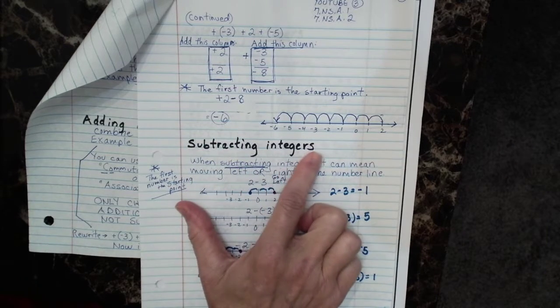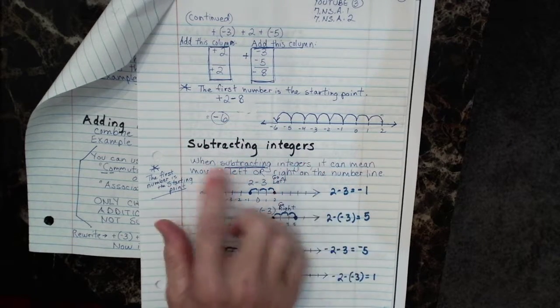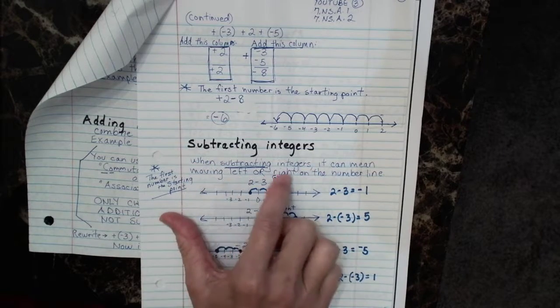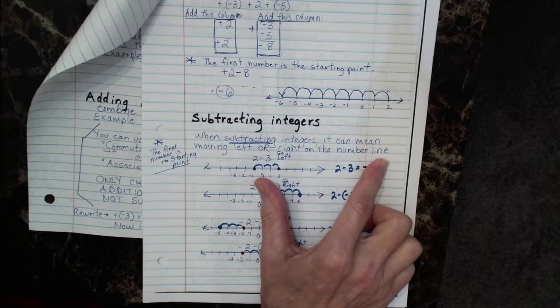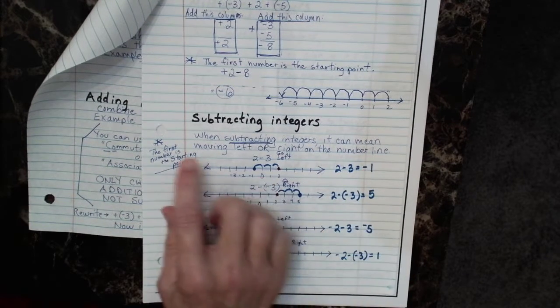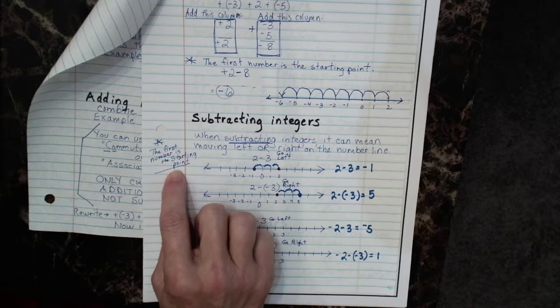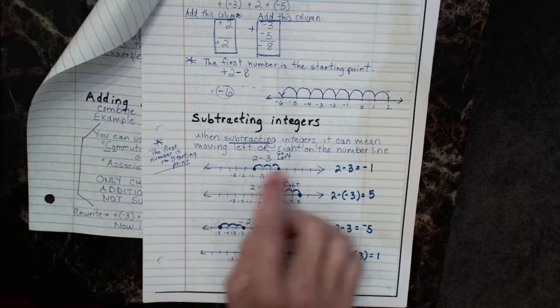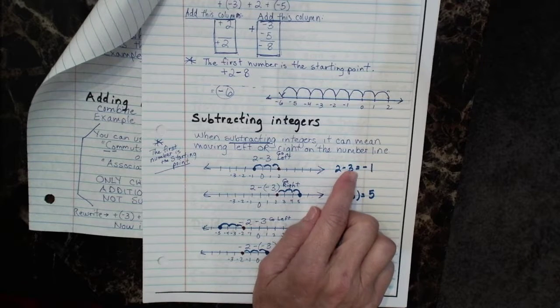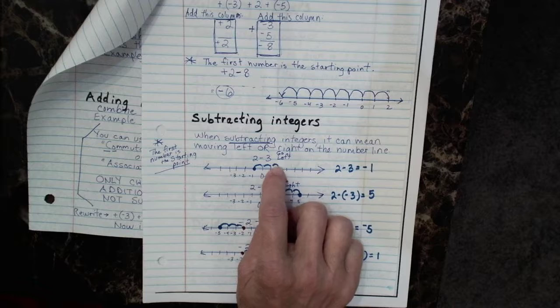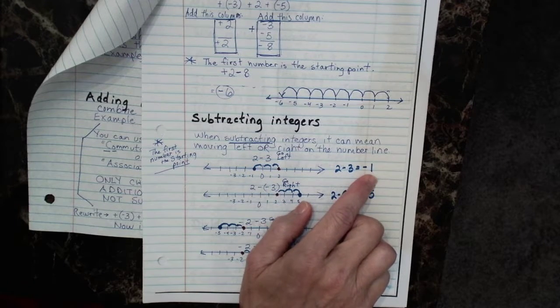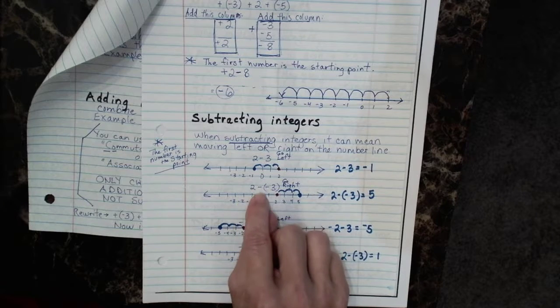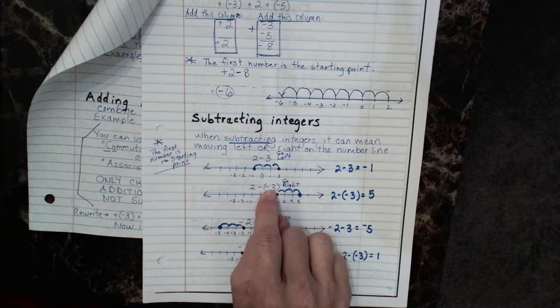When you go to subtract integers, it can mean moving left or right on the number line. Let me explain. As always, the first number is the starting point. So if you have 2 minus 3, you start with 2 and you take away 3 and you get to negative 1. But what happens when you have 2 minus a negative 3?